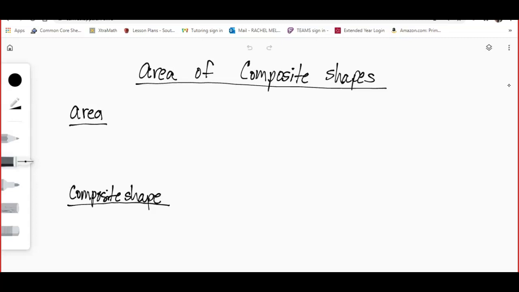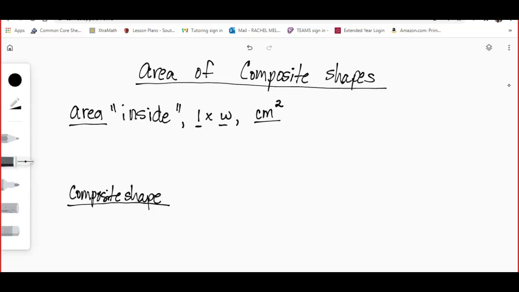Well, we know that area is the inside of a shape, okay? Unlike the perimeter, which is the outside. And we know that we measure the area by measuring the length times the width. We also know that when we have our unit of measurement, so let's say it's centimeters, we need to put this 2 to represent area because it's 2 dimensions that we are dealing with.